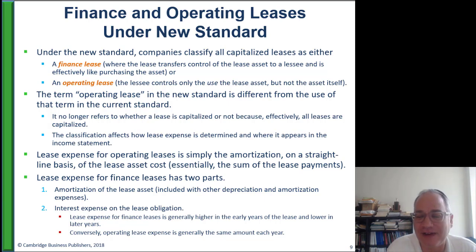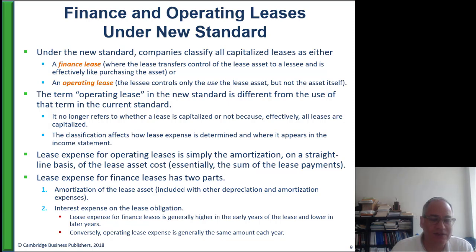The classification affects how lease expense is determined and where it's going to appear on the income statement. So with an operating lease, all you have to do is amortize the cost of the asset. For a finance lease, on the other hand, you would still have to amortize the lease asset and then also record interest expense on the lease obligation.